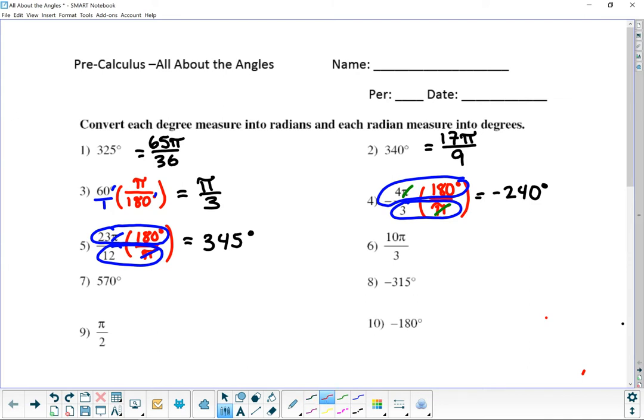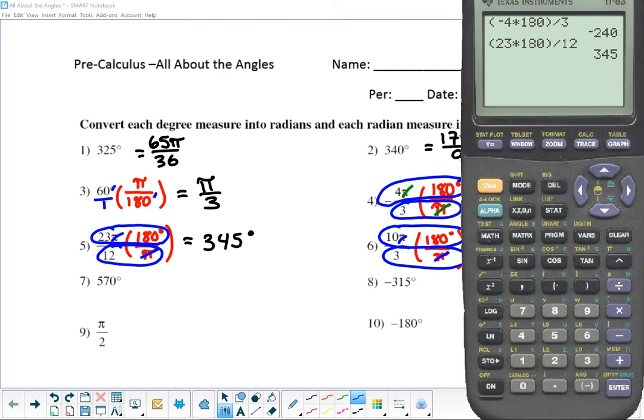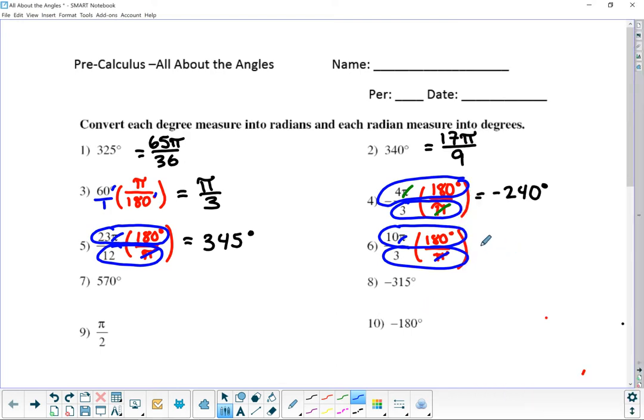Same thing here. I'm going to put 180 degrees on top, and pi on the bottom. The idea is that I want my pi's to cancel. So on top, I will have 10 times 180 degrees, and on the bottom, I have divided by 3. So on top, I have 10 times 180 degrees and divided by 3 on the bottom. And I get 600. So this is equal to 600 degrees.